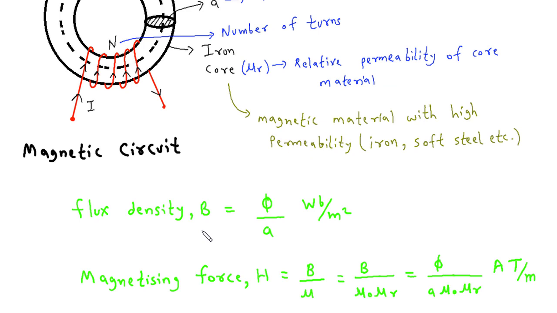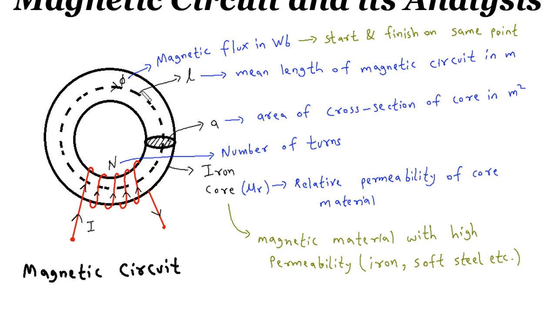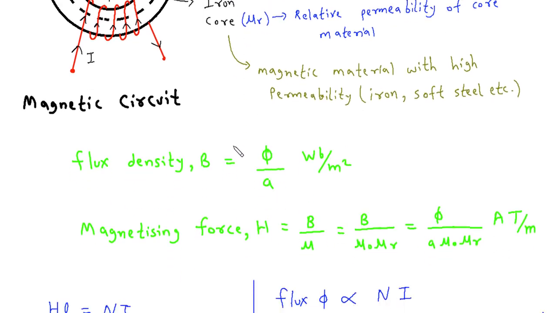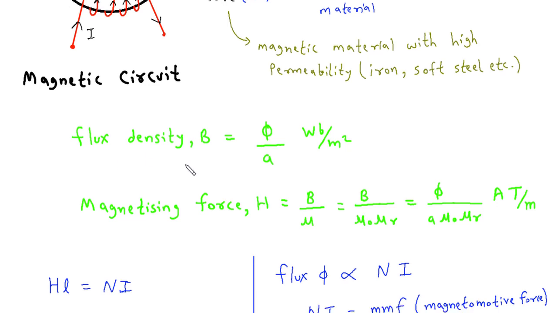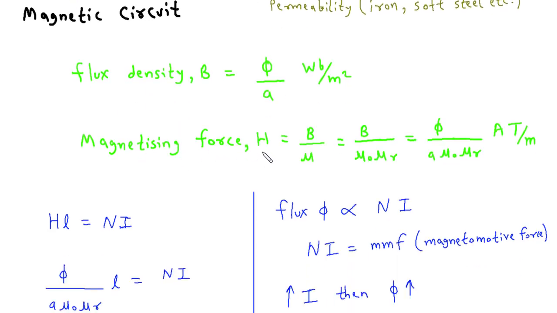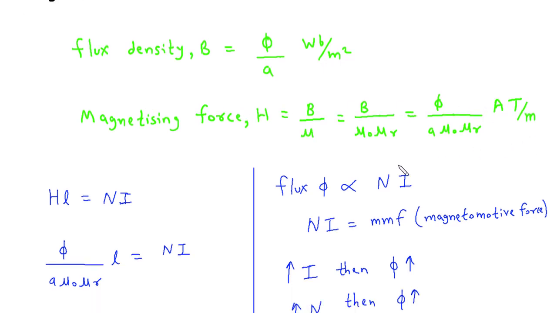Flux density is represented by capital B. It is equal to flux upon area. This flux upon area is flux density. Magnetizing force is represented by capital H, which is equal to B upon mu, where B is the flux density and mu is the permeability. Also, this mu is equal to mu0 into mu r. This B is equal to phi by A, so we have replaced this B by phi by A. The unit for magnetizing force is ampere turn per meter.